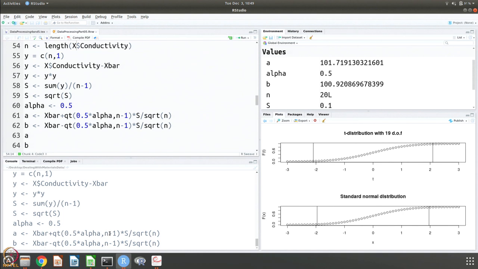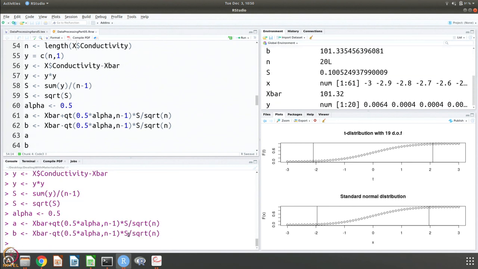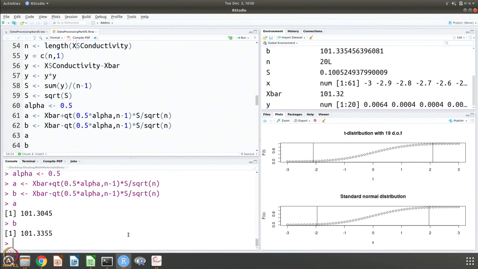And we are using T distribution with n minus 1 degrees of freedom because we have calculated the average. So, 1 degree of freedom is gone, and T distribution because we are using the standard deviation which we have estimated from the data itself. So, you can get and you will see the A and B values: 101.3045 to 101.3355. In between this, the mean will lie, and that is with 50% probability.